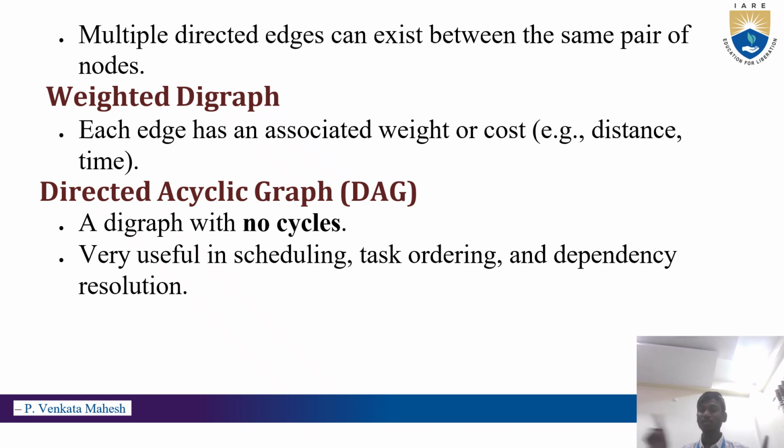There are two: A to B one directed, B to A one more directed graph. Weighted directed graph: it is associated with some weight or cost like distance, time, etc. Directed acyclic graph: a digraph with no cycles, without cycling, A to B, B to C, C to A.